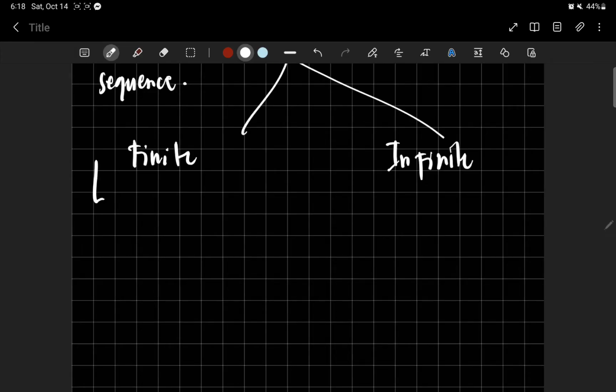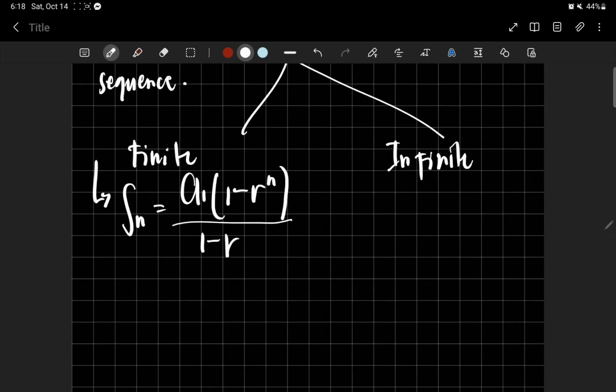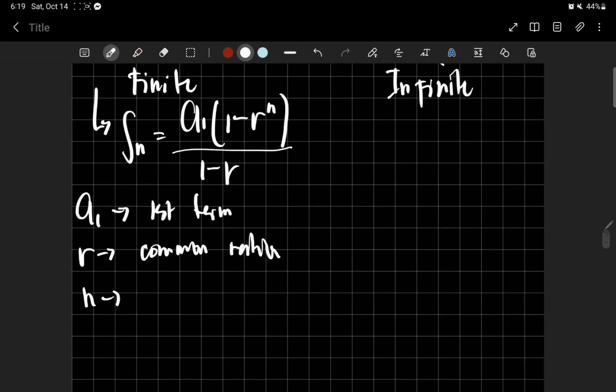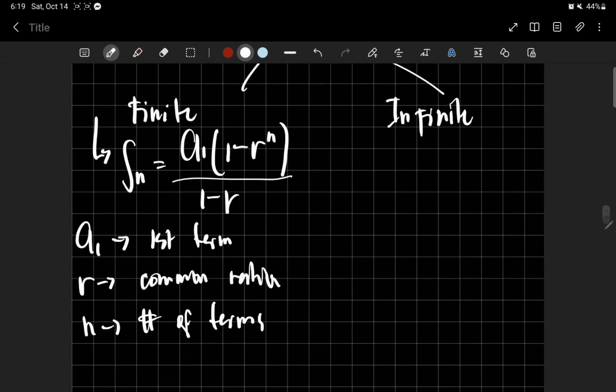And the formula of a finite geometric sequence, that is S sub n, is equal to a sub 1 times 1 minus r raised to n over 1 minus r. Okay? Wherein a sub 1 is the first term, r is the common ratio, and your n is the number of terms. Kung ilang terms ba yung kukuhaan nyo ng sum, that is your n.